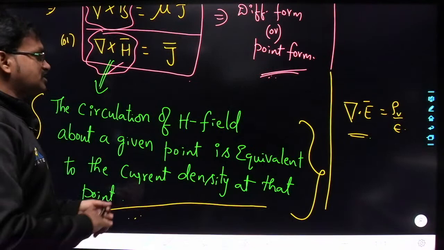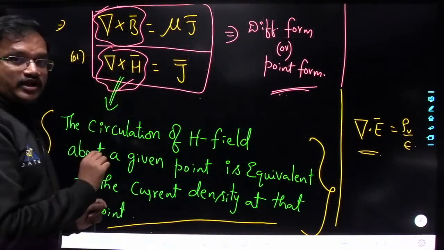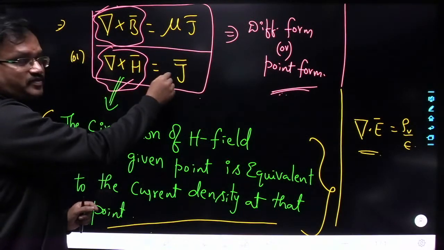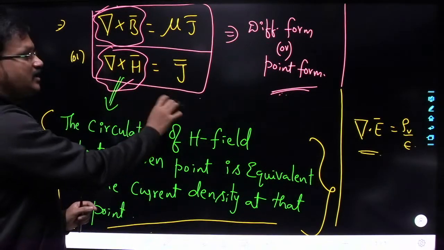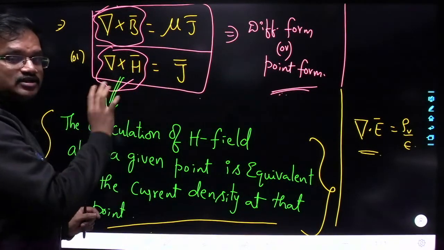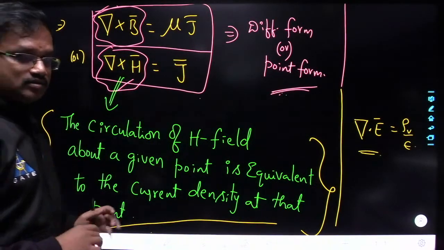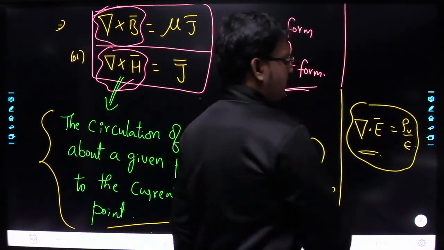So if there exists any circulation of H field about a given point, then at that point there must be a current density. If there is no current density, then the circulation of H field at that particular point will be equal to 0. You can correlate in that manner here.